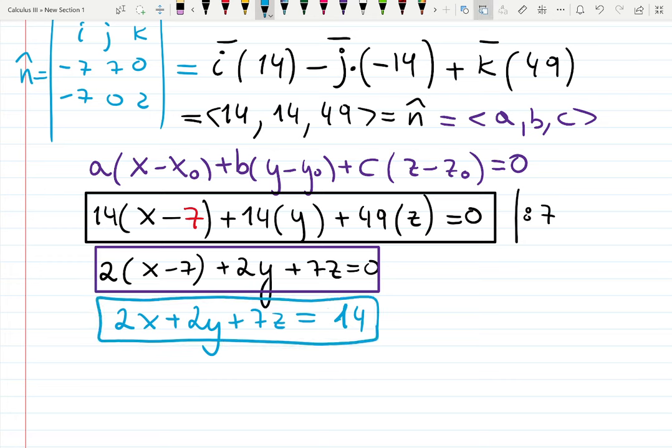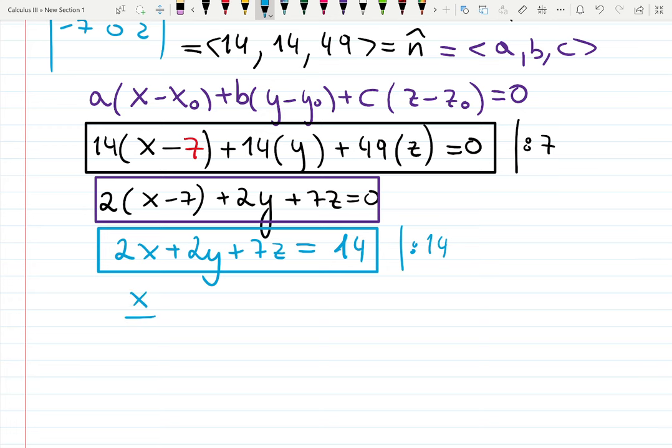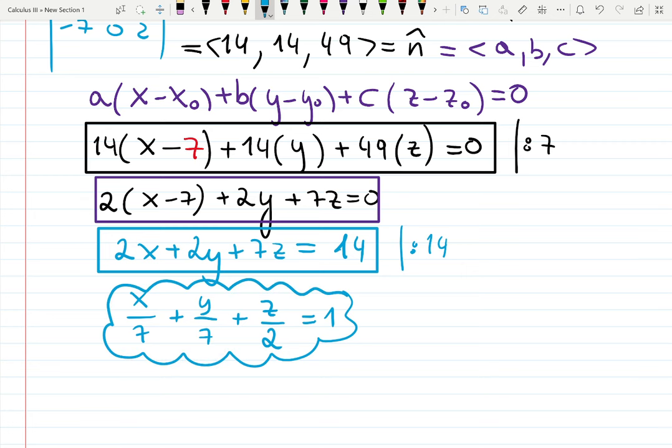And if you really want to, I could divide both sides by 14, and that's probably what you see some students writing in this kind of solution. If you divide by 14, you will have x over 7 plus y over 7 plus z over 2 equals 1. And that's not my favorite one. I like the previous one better. Okay, good. So I'll be using the previous one.